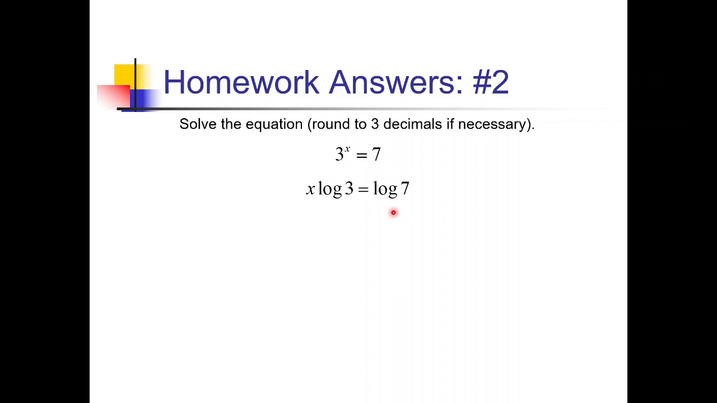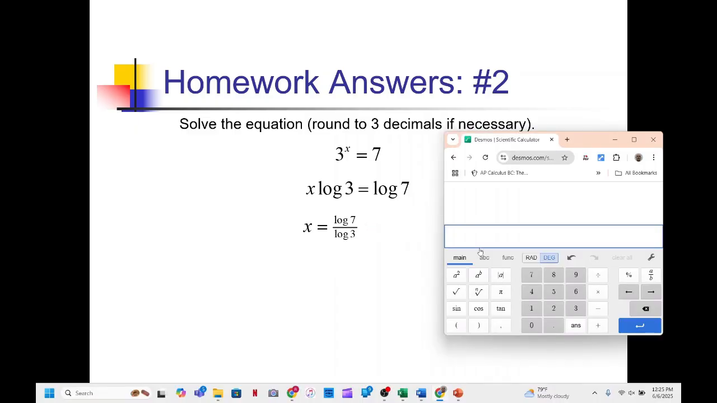on the right side. And to get x by itself, I just have to divide both sides by log of 3. So we have log of 7 over log of 3, which I'll go ahead and plug in the calculator. So let's see here. Do a fraction. We've got log of 7 over log of 3, and that comes out to about 1.771.